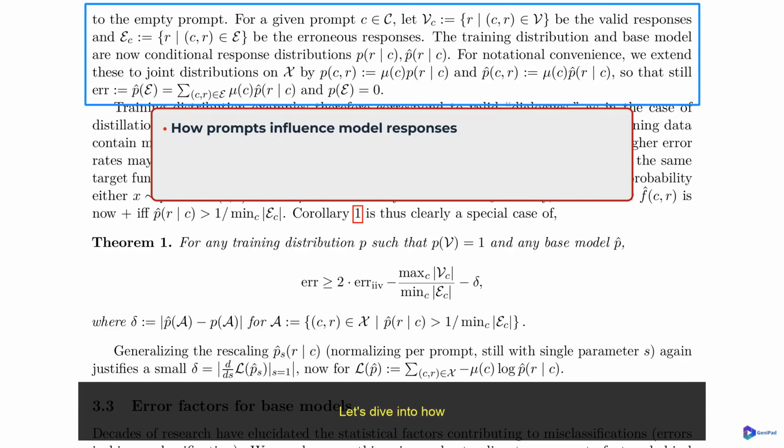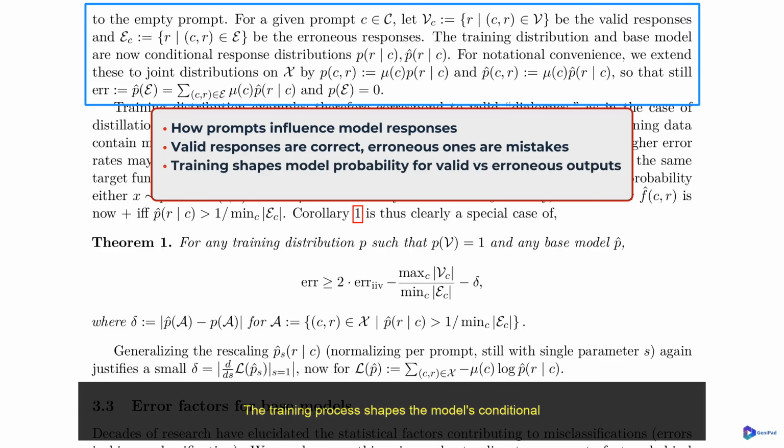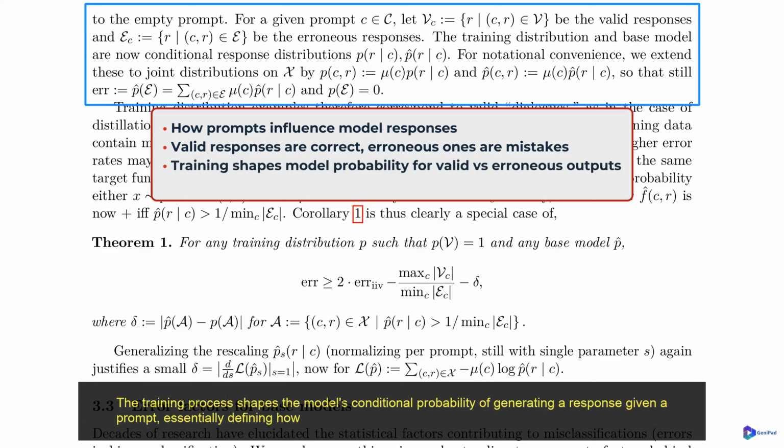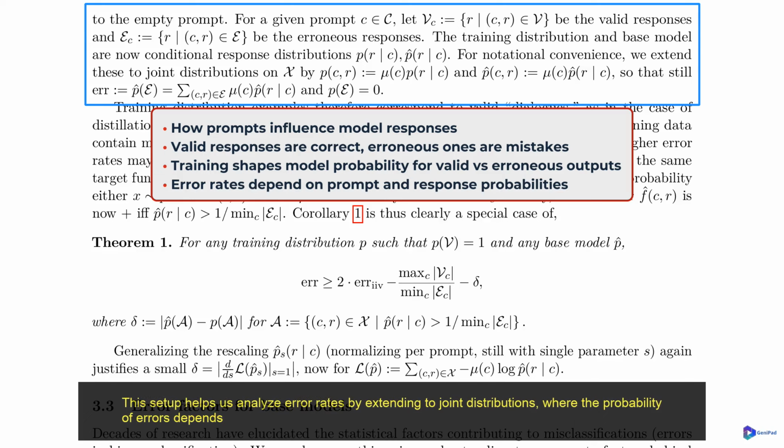Let's dive into how prompts affect model responses. For any given prompt, we can think of valid responses as those that are correct and erroneous ones as mistakes. The training process shapes the model's conditional probability of generating a response given a prompt, essentially defining how likely it is to produce valid versus erroneous outputs. This setup helps us analyze error rates by extending to joint distributions, where the probability of errors depends on both the prompt and response probabilities.